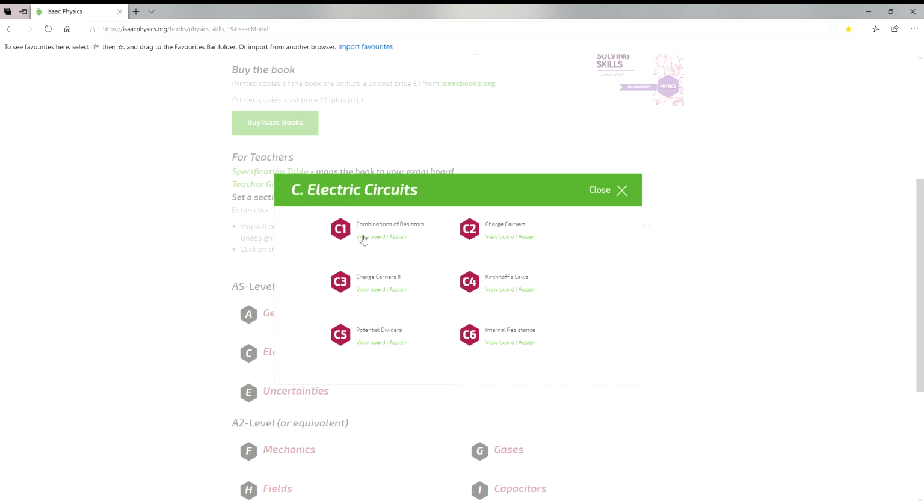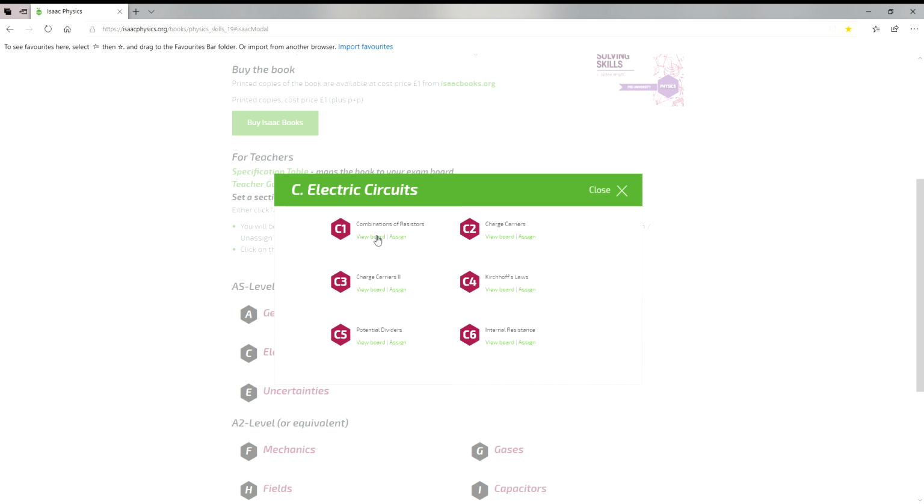Now these are just boards. Think of them like cheese boards. There's lots of different flavors of cheese on them. And they're not easier or harder than each other, except for when you have something like charge carriers and charge carriers 2. You would obviously expect charge carriers to be the easy questions and a little bit more complicated in charge carriers 2 or different things. So let's go into C1.